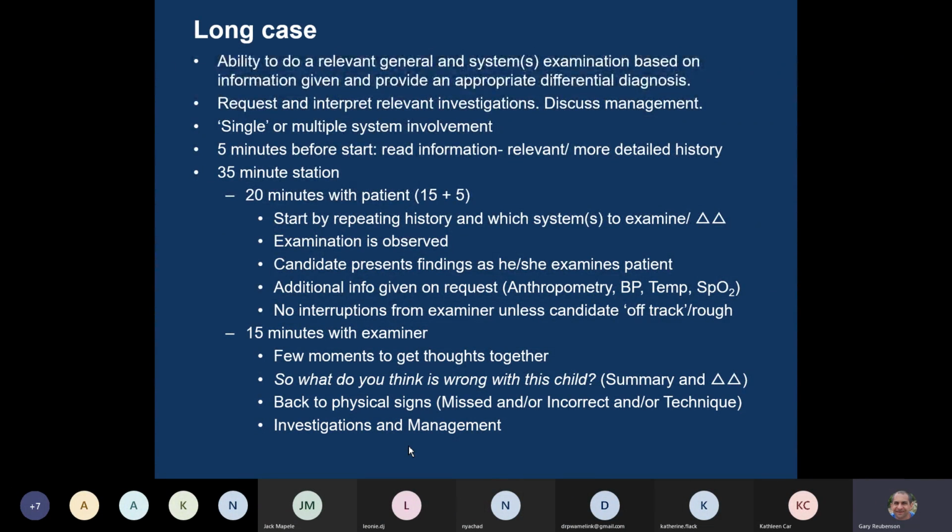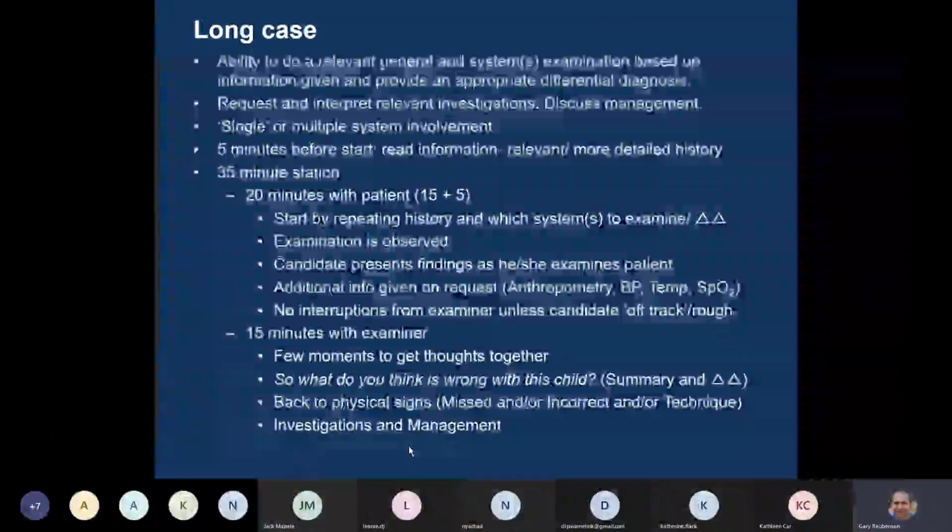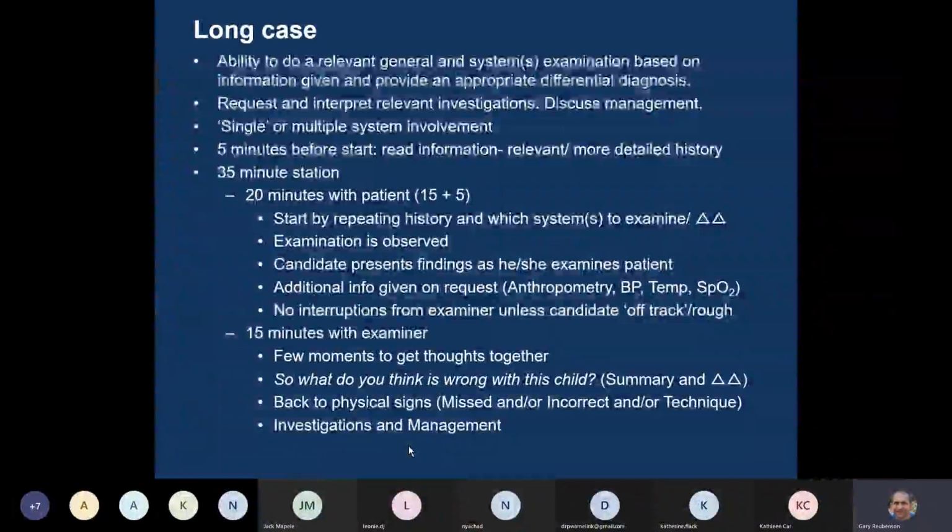Or if that's not the appropriate kind of evaluation that you should have done, they'll probe a bit further and try and get you on to where you need to be. Then you'll be able to start examining. It'll usually be a general examination in either one, sometimes two systems. You talk about your findings, both positive and negative, as you move through the systems. Some information may be available to you on request.